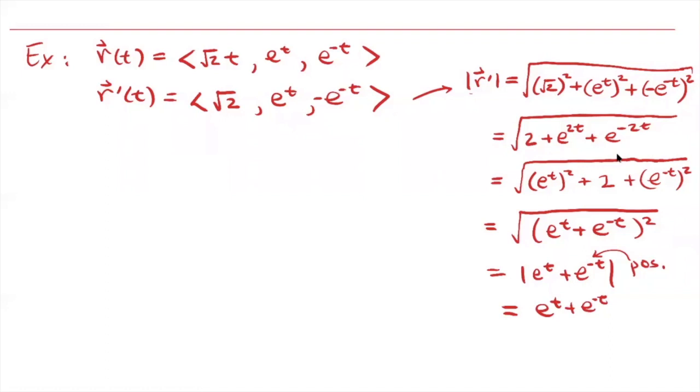Questions? I'm looking for questions. I'm seeing nothing. All right, fine. Then I guess we have to do r double prime. That looks pretty easy: 0, e to the t, negative e to the negative t.